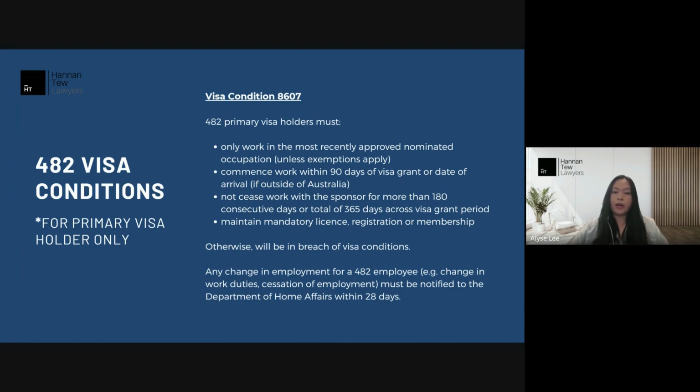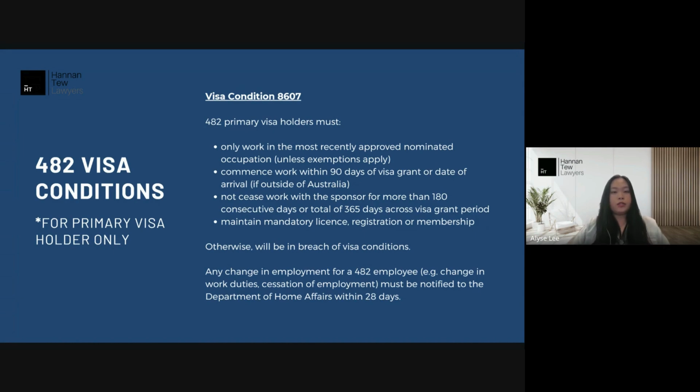If the new role aligns to a different occupation, then a new nomination and visa will need to be granted before they start work. But if it's a temporary change, like a secondment or covering for a colleague that's going on leave temporarily, then it's not considered a breach of visa conditions. It's generally all okay for a few months.